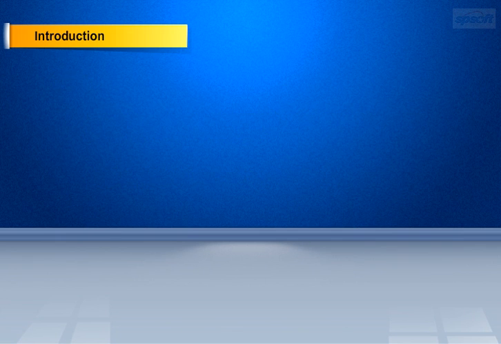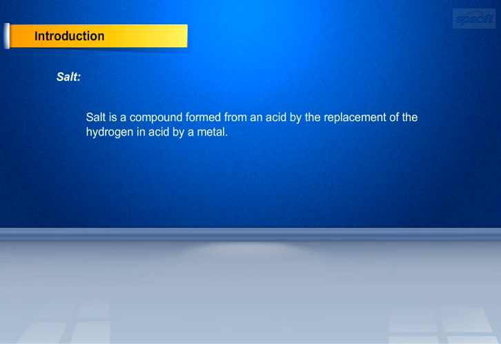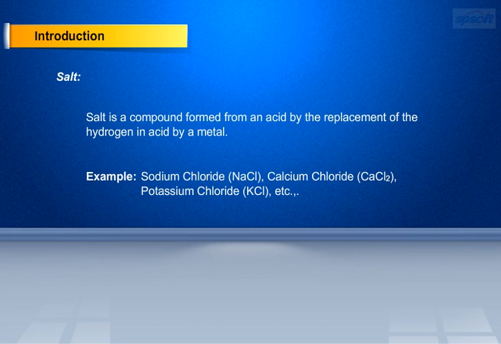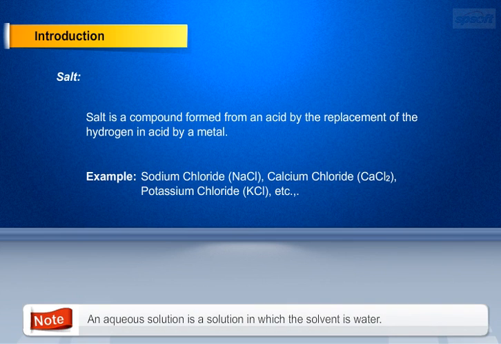Now let us move on to salt. A salt is a compound formed from an acid by the replacement of the hydrogen ions in an acid by a metal. Examples are sodium chloride, that is NaCl, calcium chloride, that is CaCl2, and potassium chloride, that is KCl, etc. Here note that a solution in which the solvent is water is called an aqueous solution.